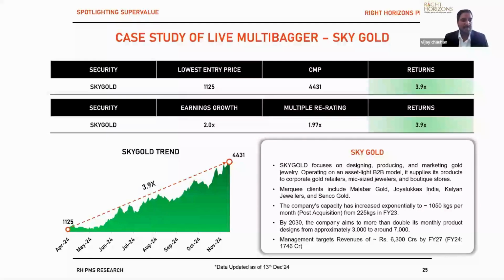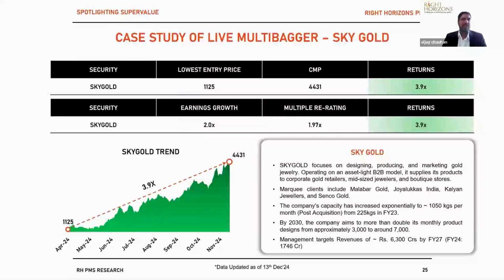The entry price in our portfolio was around 1125 on the lowest side. CMP is around 440.31. Of course, it made a high of around 4600. So we are almost 4x in this business, and it happened in the last 10 months. With 2x earnings growth and a 2x rerating in the multiple, this is how we generated around 4x return. Again, this business discussion is only for educational purposes, and you should do your own research before making any decision on a particular business.